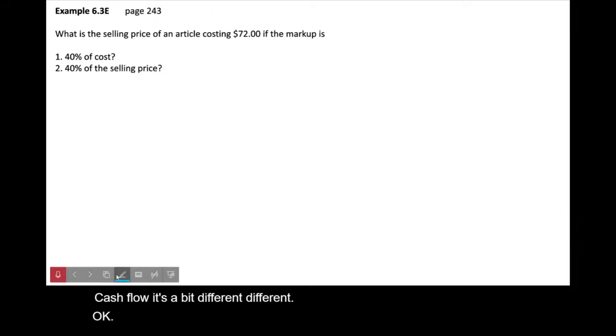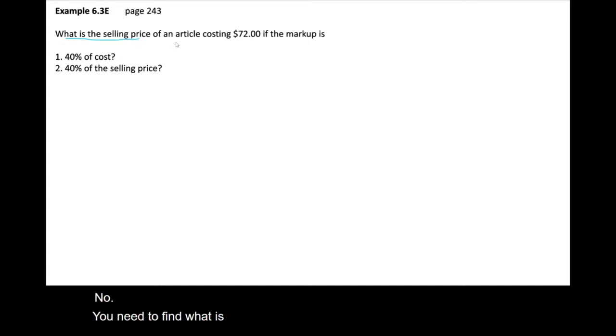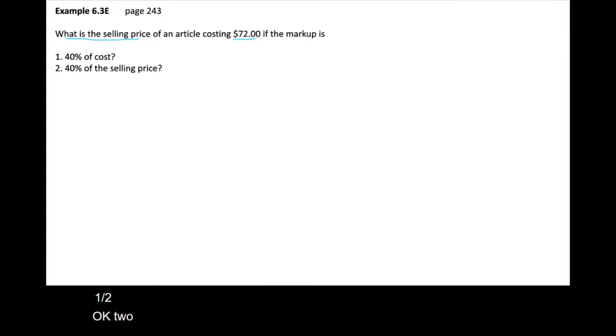Okay, let's do something else, guys. Would you like to try it on your own? Yes, please. Okay, go ahead. Take 2 minutes and do it. You need to find the selling price on an article costing $72 if markup is 40%. Okay, 2 minutes, people, do it.